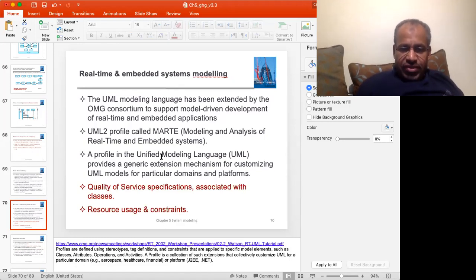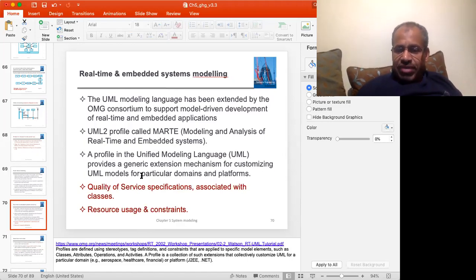A profile in UML provides a generic extension mechanism for customizing UML models for particular domains and platforms. So you can actually add a little bit that says, okay, for example, for a device driver, I would have a specific printer driver, and I will label that as being specific to this particular function. So that's the notion of a profile.